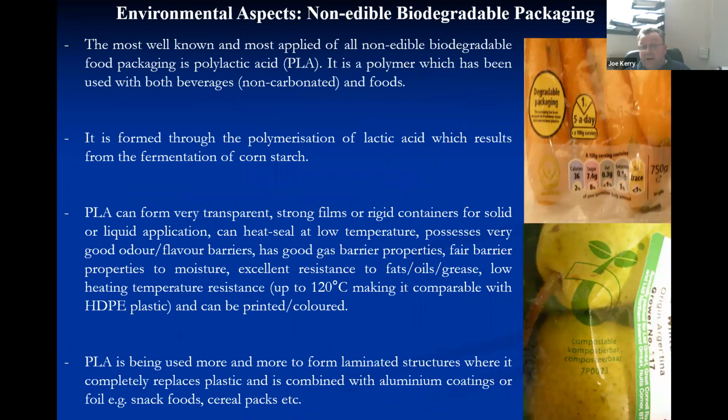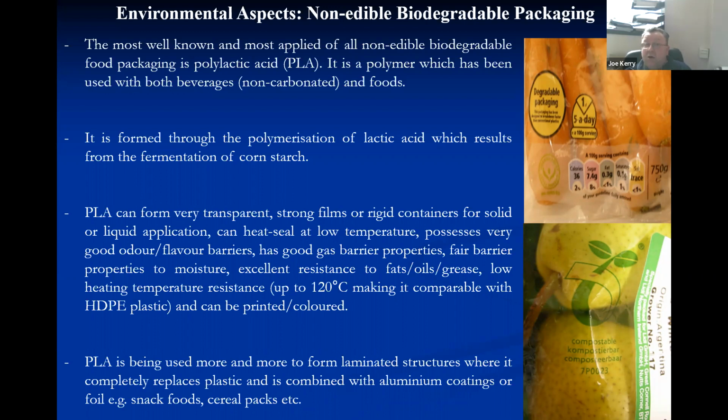PLA has been used for single-use plastics for beverages, and you'll often see the same materials used around bags of fruit and veg and so on. The problem is that we've done probably about 40 years' worth of work on this, and there are still limitations in the use of this particular compostable plastic. There's still lots of work to be done on this one, but it is the one that has come through into industry.